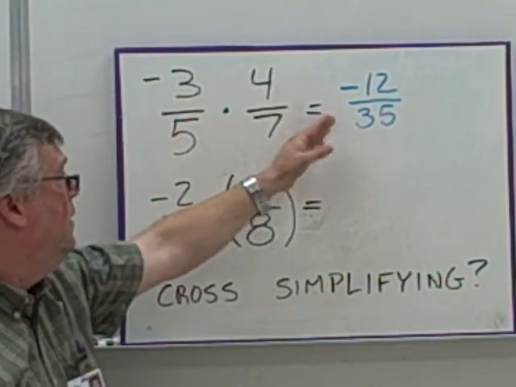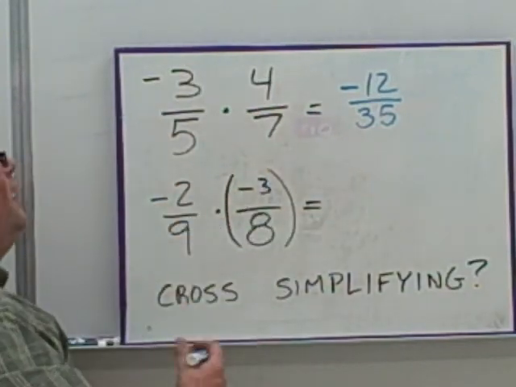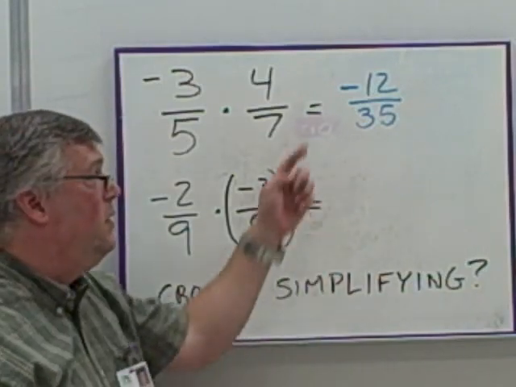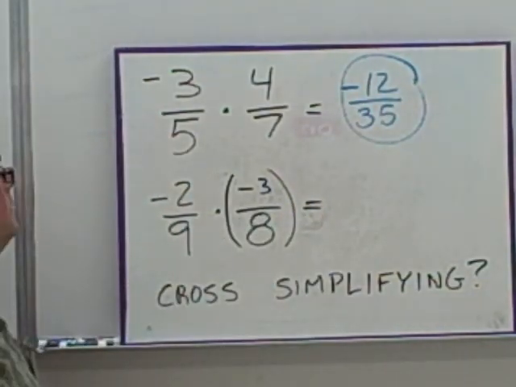They apply here. Top times top gives you the top. Bottom times bottom gives you the bottom. And then I ask, can it be reduced from there? In this case, there are no common factors between 35 and 12, so that's your final answer.